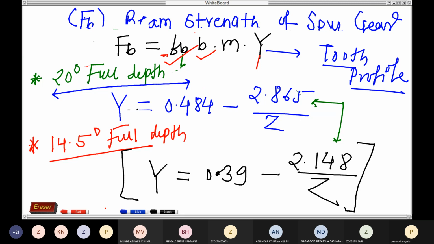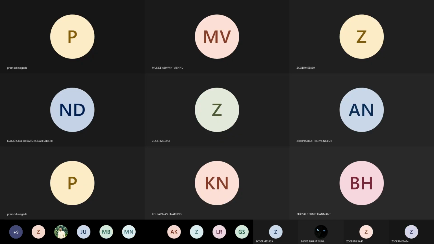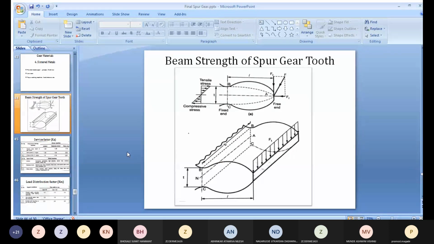Is this understood? Yes, sir. Okay, so this is about the beam strength. Now we have seen how the beam strength we'll have to formulate. Now, here is the question. Once we have calculated the beam strength, what is next? While designing, what is next?